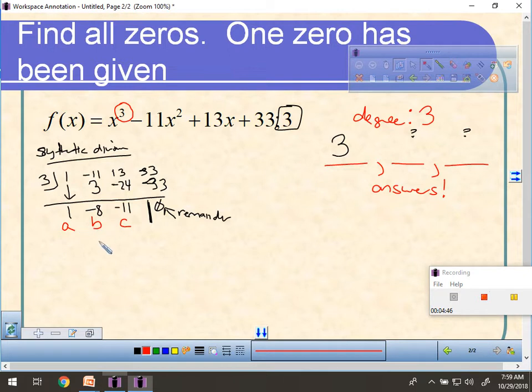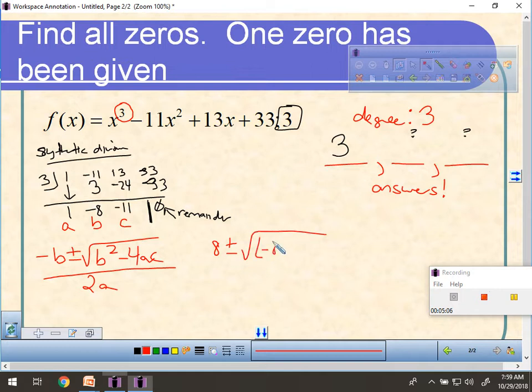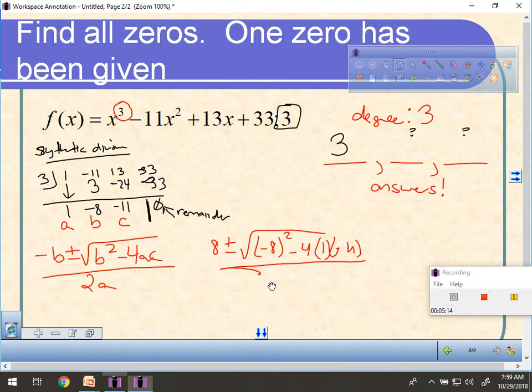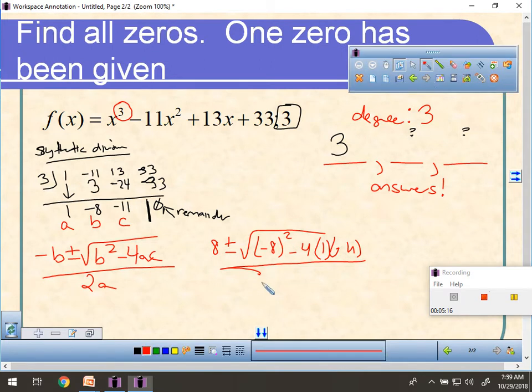And so my quadratic formula is negative B plus or minus the square root of B squared minus 4AC, all over 2A. And so then I'm going to plug that in, and I'm going to have 8 plus or minus the square root of negative 8 squared minus 4 times 1 times negative 11, all over 2 times 1. And I don't know why the pen is acting up sometimes. But all right, so that's what I'm going to have.